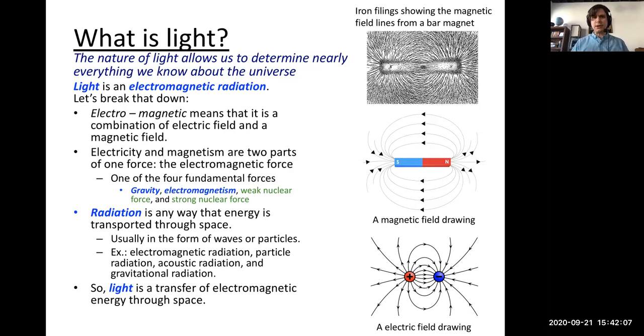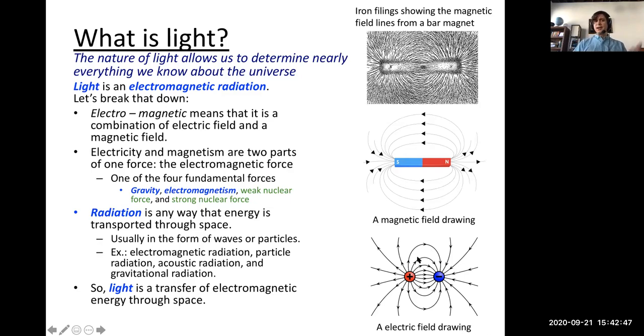So let's break that term down. Electromagnetic. Electro means relating to an electric field. Magnetic means relating to a magnetic field. So over here, I just have a picture of a magnetic field created by a magnet, where these would be the magnetic field lines of force. We could do the same sorts of things for gravity, but you can't create a dipole like this. But here would be a drawing of a magnetic field. Here is a drawing of an electric field, where instead of a magnet, you have a positive charge and a negative charge. Pretty much the same in structure.